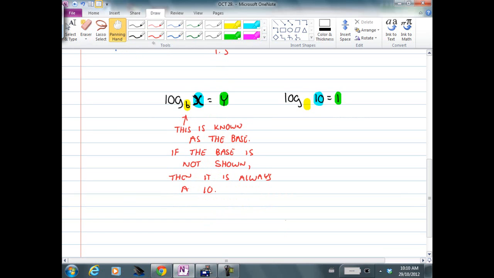So let's rewrite this as log. I'm going to fill in the base now. Instead of leaving it blank, normally it's always blank, because if it's blank, it's a 10. It could be any number there you want. We know this is 10. This is equal to 1. I'm going to do the second one. I'm going to see who can figure out the pattern to this. Log base 10 of 100 equals 2.